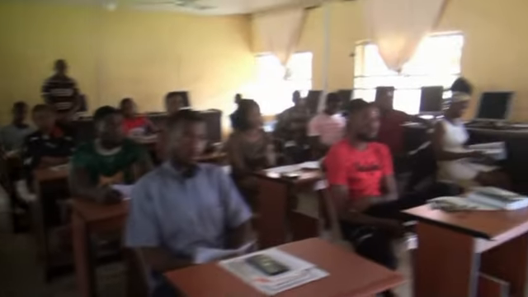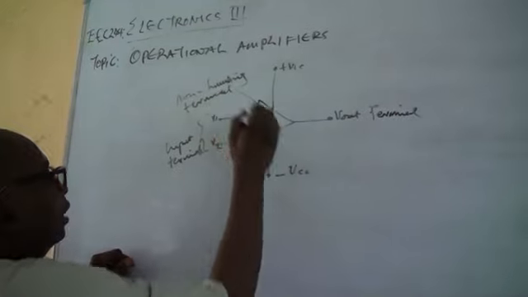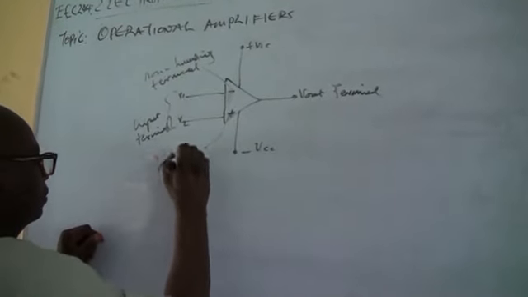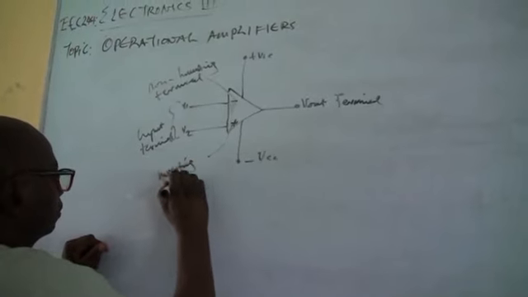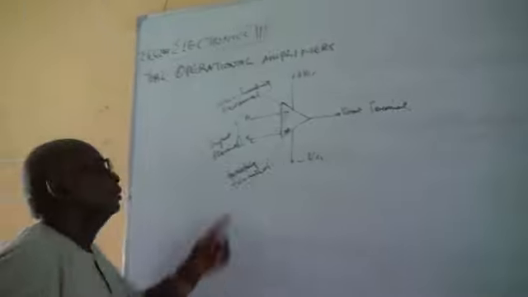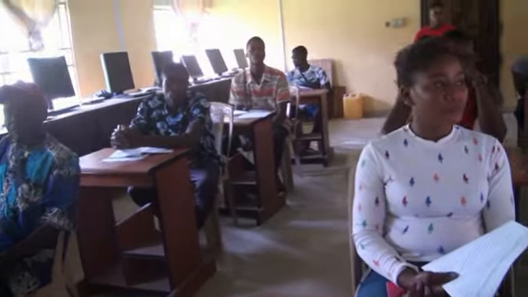Let me just write it for you to understand. This is a non-inverting terminal. And this is the inverting terminal. The reason why we have these two terminals is because it can carry out a lot of functions. It can work as a summer, it can work as a voltage follower, it can work as a comparator.